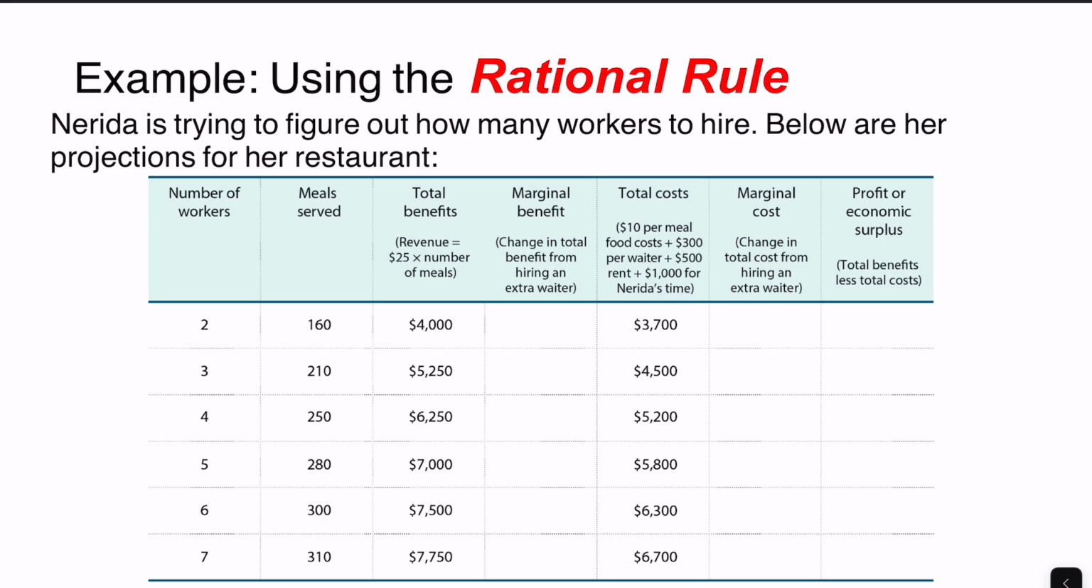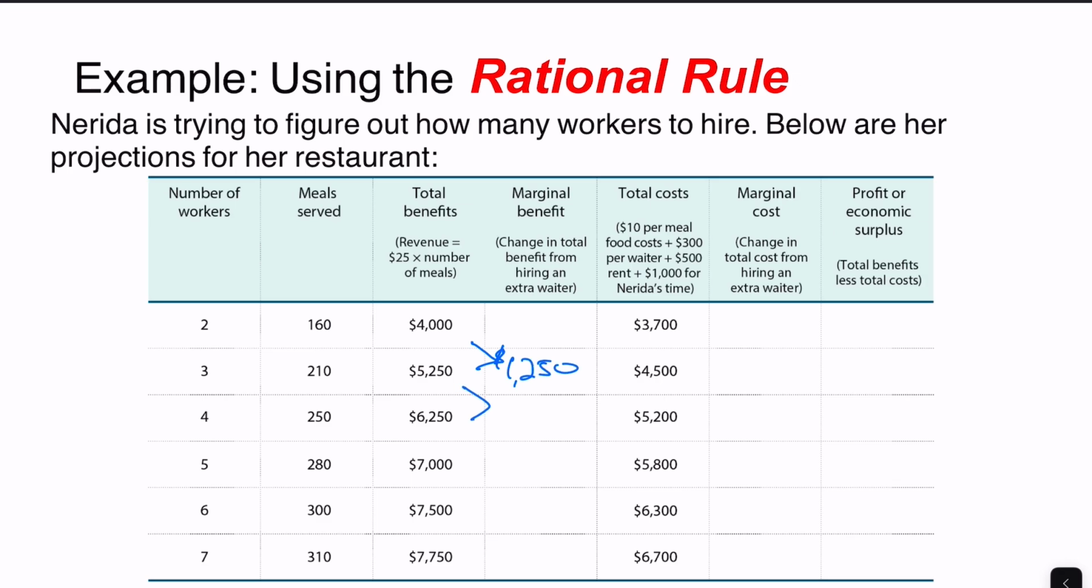Now, applying the rational rule, we want to compare marginal benefit to marginal cost. So we need to calculate the marginal benefit column and the marginal cost column, and then we can compare the two. First, let's start with our marginal benefit. To calculate a marginal benefit from a table like this, we want to difference 2 rows. Moving from the second worker to the third worker, what is our additional revenue from hiring that worker? That would be $5,250 minus the $4,000 in row 2. Hiring that third worker is going to increase our total revenue by $1,250.